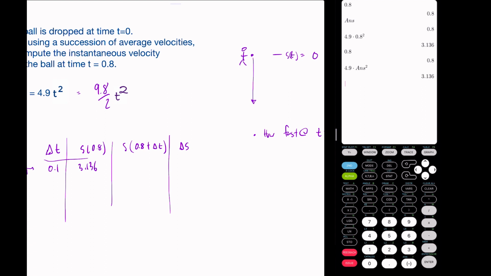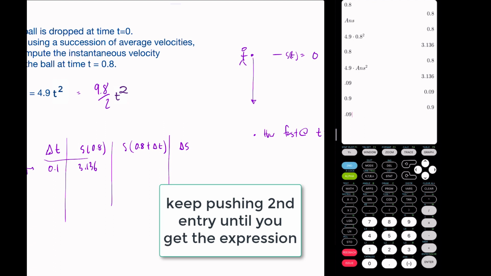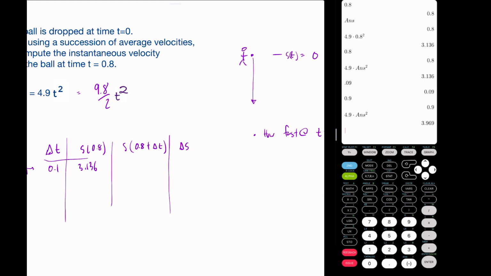And now I need to know what is s at 0.9 for the next value in my table, because I'm going to go 0.8 and then add 0.1 to it to get to the actual t value for the second point, the secant point on my curve. So I want to go 0.9, enter, then second entry to call up that previous expression, and then I can go enter, and it'll tell me what s at 0.9 is. And that's going to be 3.969.